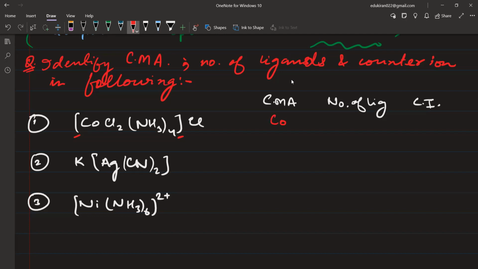Cobalt. Very good. Whatever remains after the identification of the central metal atom or ion, it is the ligand. So Cl2 is also a ligand and NH3 is also a ligand. How many Cl2 do we have? We have 2 chlorine and we have 4 NH3. Okay. And what is the counter ion? We have only one Cl negative. Got it? Yes or no? Please tell me. Yes. Okay.